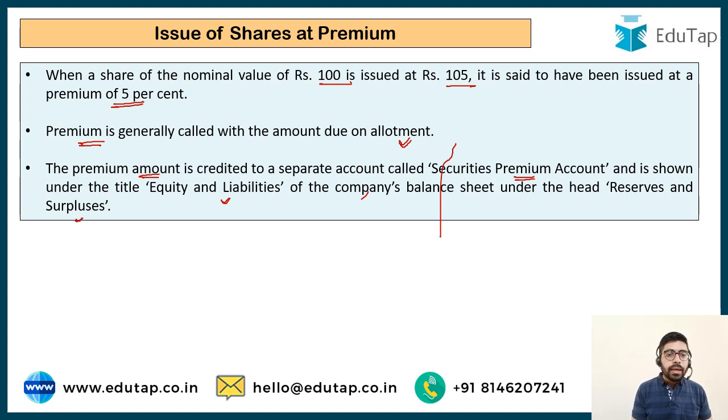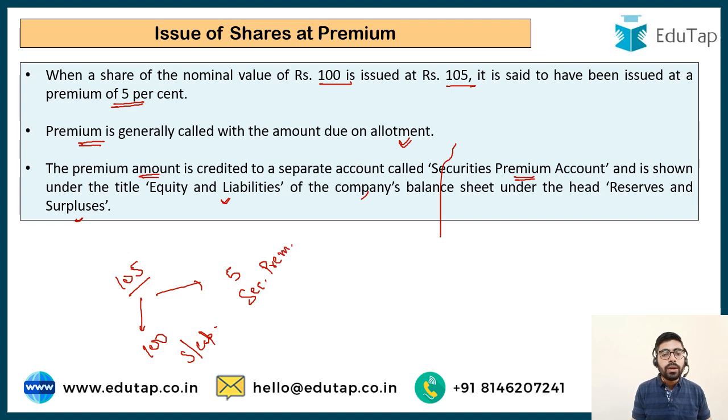So the company is receiving 105. Now the ₹100 is going to be transferred to the share capital account, and this ₹5 is going to be transferred to the securities premium account. And this securities premium account is going to be shown as a reserve and surplus in the balance sheet of the company on the equity and the liability side. So this is something which you have to remember from the examination perspective: reserve and surplus on the balance sheet of the company. So this is the treatment of the securities premium.